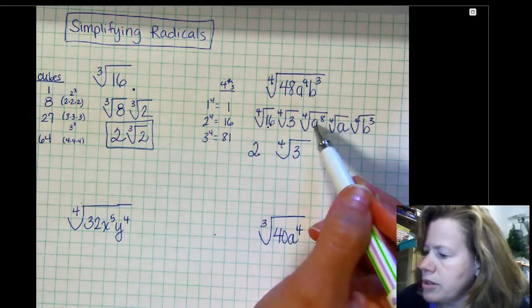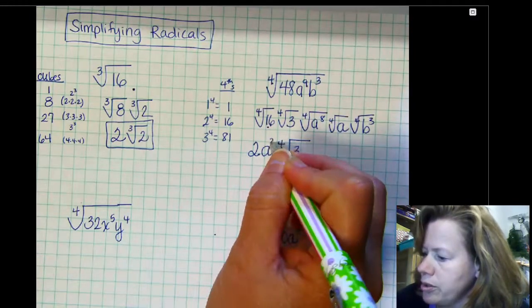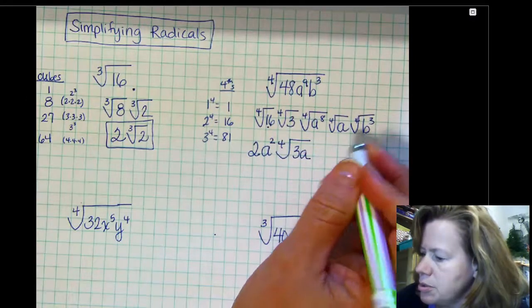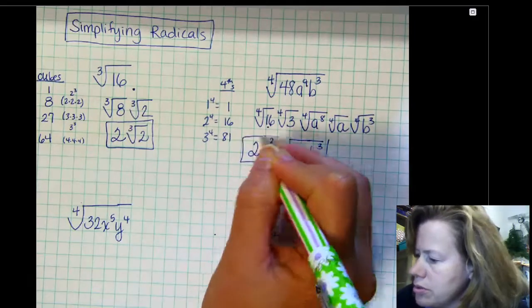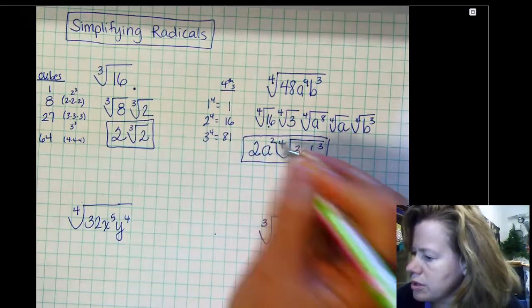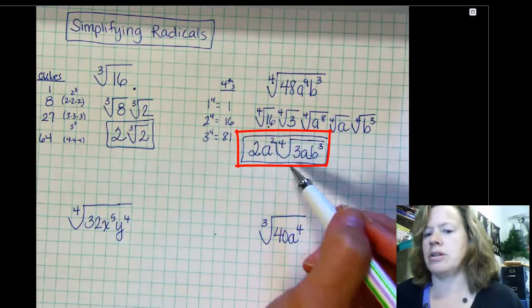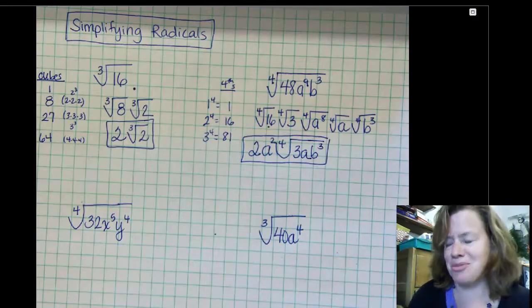The fourth root of a to the 8th. 8 divided by 4 is 2, so that is a squared. Fourth root of a is going to have to stay inside, and b cubed is going to have to stay inside. So there your answer is, careful that that looks like an index, 2a squared times the fourth root of 3ab cubed. Pretty scary looking stuff. It's okay, we'll keep practicing.